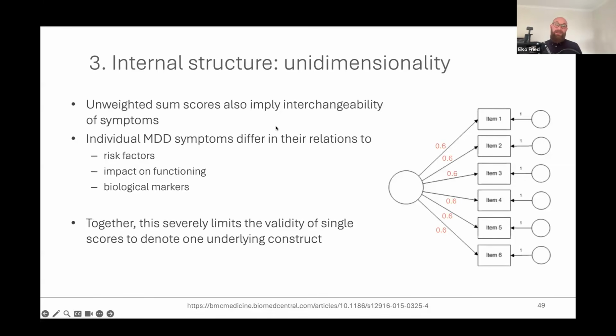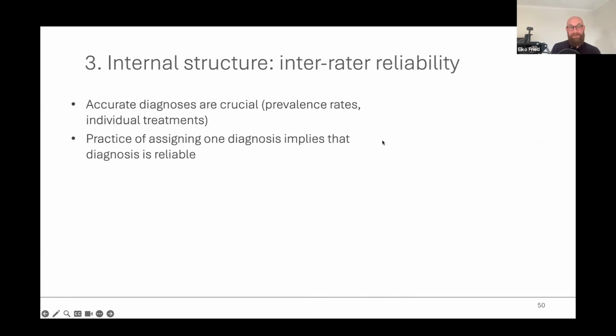Right, that severely limits the validity of a single score to denote one underlying construct in depression measurement, and we should be very careful with these single scores.